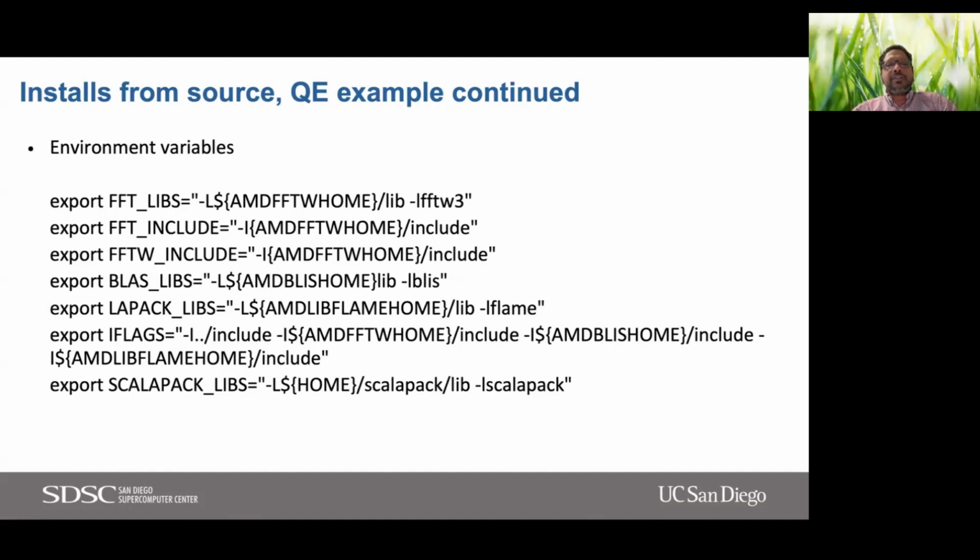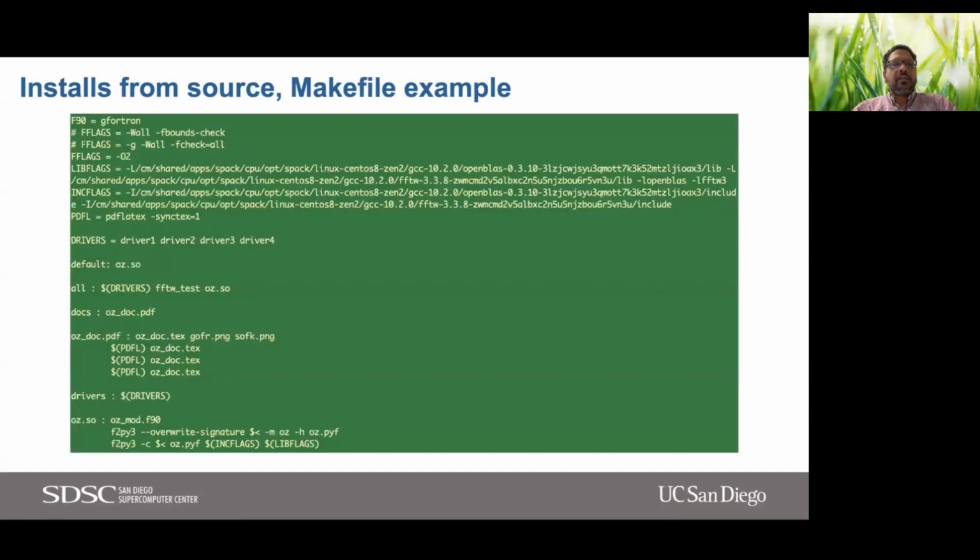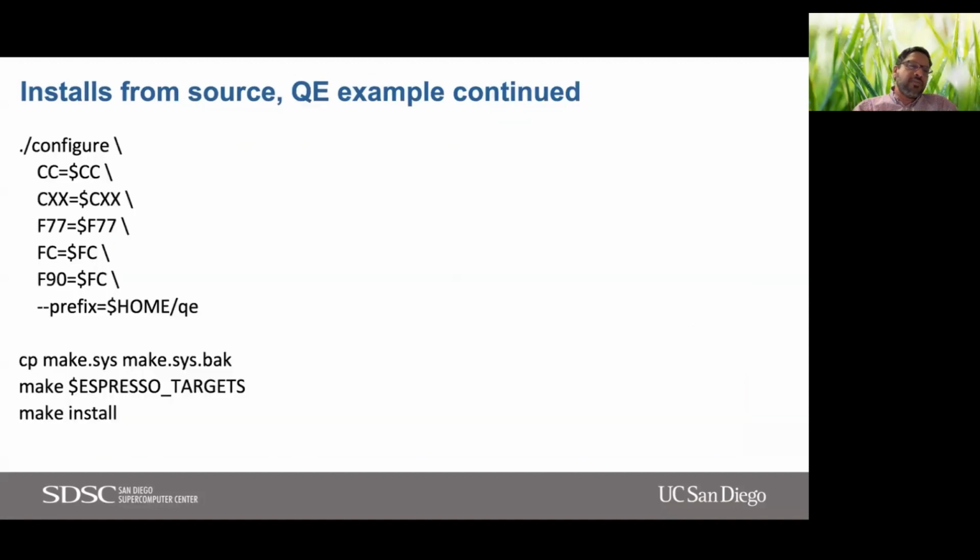And for the libraries, all configures will look for LD flags. So you can set all the libraries in the LD flags. That way, the configure will automatically pick up all the locations. And then you just run the configure, because we've set all these variables, it's going to pick up all the locations that come from the modules. So that's one way some packages get installed.